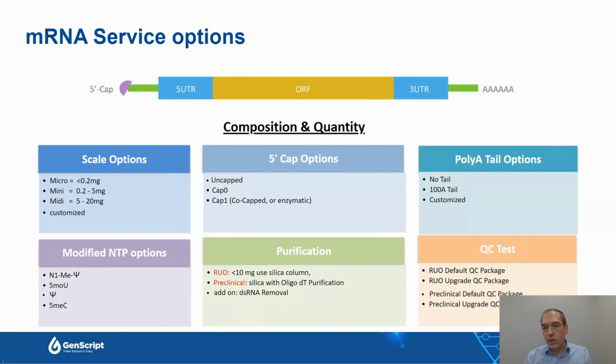We provide different purification levels for RUO. Usually we use silica purification with silica comb. For our preclinical grade services, however, we use silica and then oligo-dT purification in tandem. So delivering very high quality product for preclinical work. We can also perform double-stranded RNA removal, and we can customize the QC packages. Depending on the grade of the product, RUO or preclinical grade, we can provide different packages that are always customizable based on your actual need.